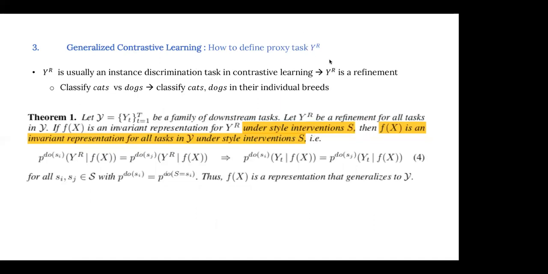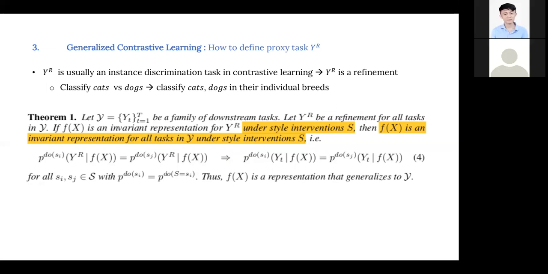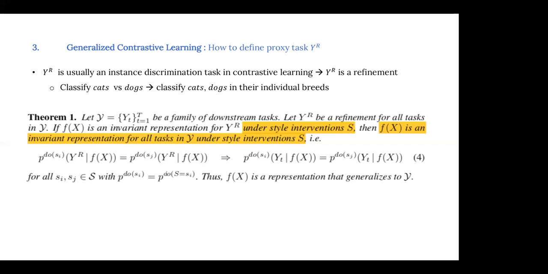So we come to the last point: why they use YR instead of just Y. They say YR represents the refinement task, which actually refers to the instance discrimination task. So instead of classifying cats and dogs, we try to classify individual breeds of cats and dogs. They prove that if we can learn this invariant representation for the YR task, it can be generalized to other tasks as well. So we only need to learn this invariant representation under the instance discrimination task, not just the regular categorical discrimination task, and we can have an invariant representation FX that can be generalized to any setting.